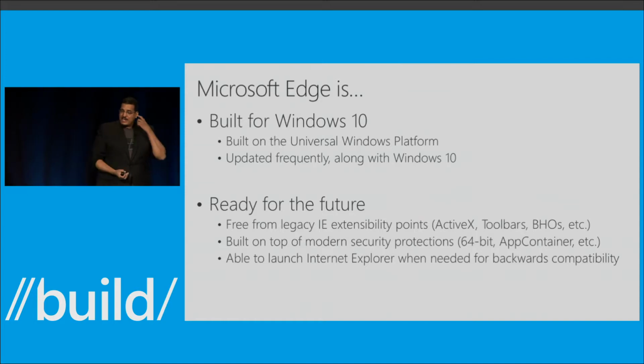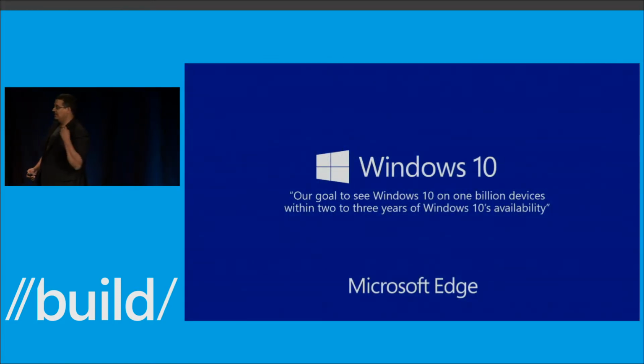And also, we've taken advantage of a lot of the security features. It's 64-bit by default, which is something we've been trying to do for a very long time, and been held back because most extensibility has been 32-bit up to this point. And we use app containers, which is a sandboxing technology as part of Windows 10. So these are some of the things that we have built on and taken for granted for Windows 10.